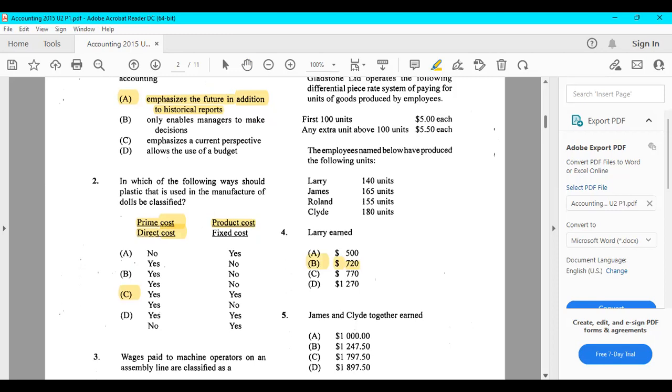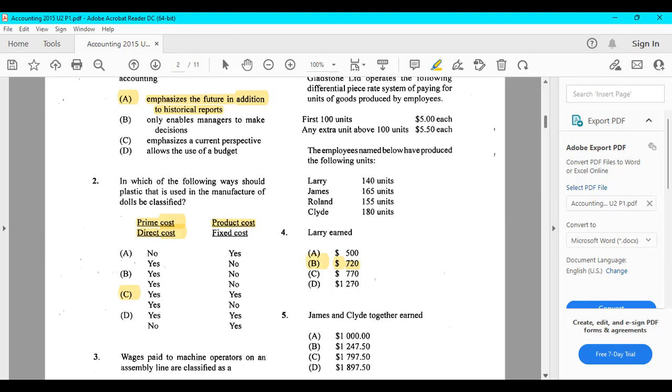So James produced 165 units. The first 100 units, it's $5 each, sorry. And it's 5 times 100, which is $500. Then James produced 65 units in excess. So 65 times $5.50 is going to give you $357.50. Add that to the $500, you get $857.50. That's for James, but they want to know James and Clyde together.